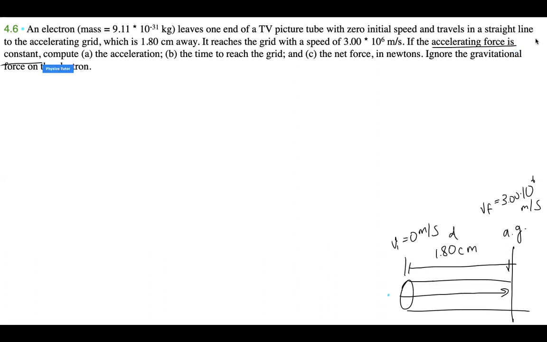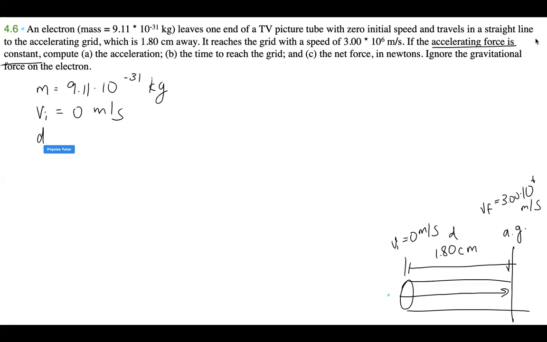So all we really need to do is write down what our knowns are. Okay, so our knowns, we kind of wrote them down, but let's write them down again. So mass, this electron is 9.11 times 10 to the negative 31 kilograms. VI, the initial speed, is 0 meters per second.